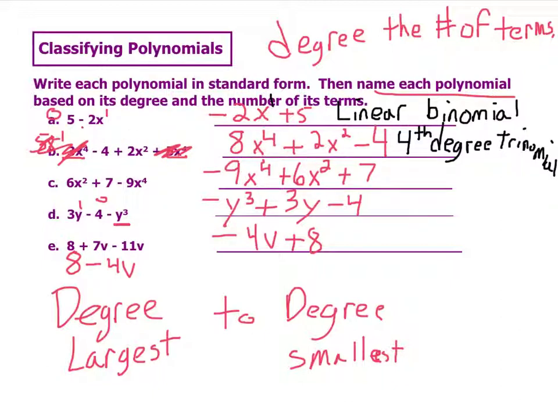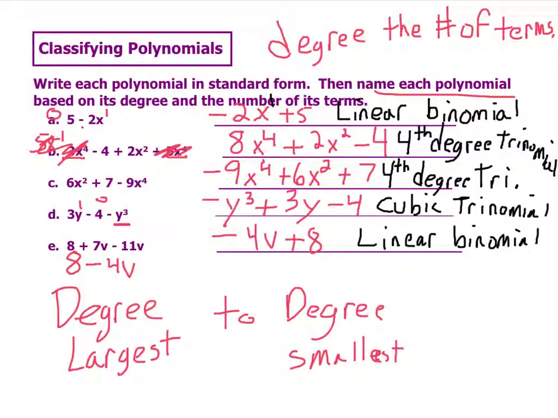So how about you hit pause and try to do these on your own. All right, we ended up with another 4th degree, biggest degree, trinomial, I abbreviated. This, the biggest degree is 3, so that's cubic trinomial, 1, 2, 3. This, the biggest degree is 1, so it's linear, and it's 2 terms, binomial, same as the first.